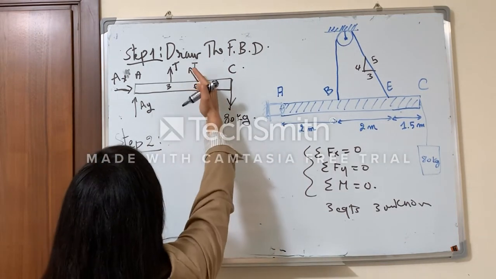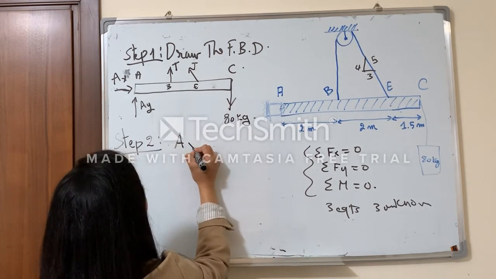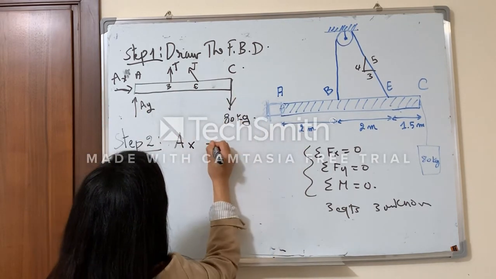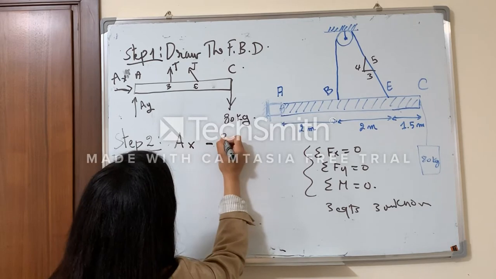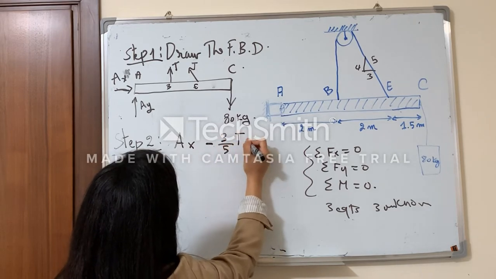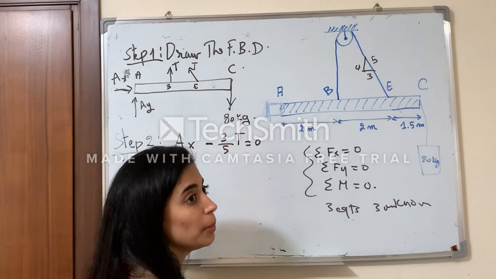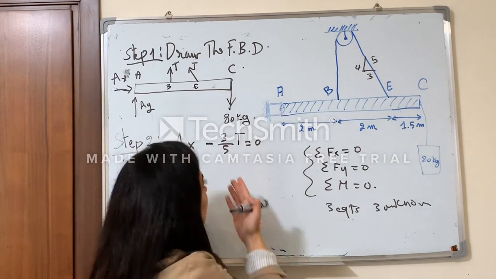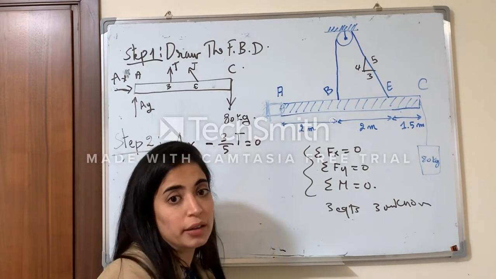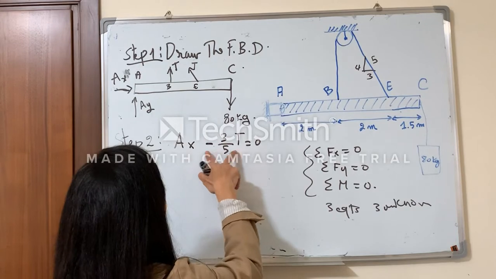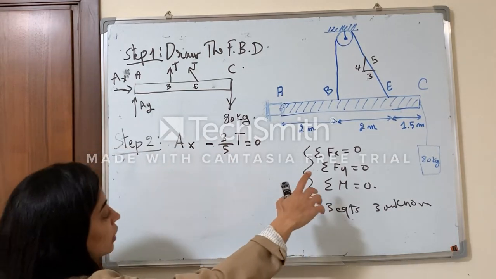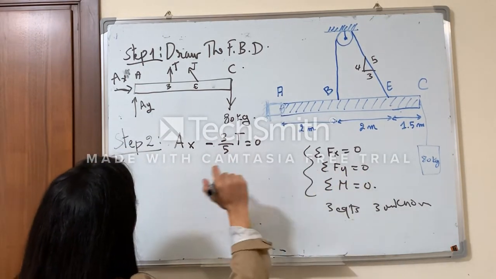Okay, so basically, guys, this will be in the negative direction, Ax will be in the positive direction, so Ax minus 3 over 5 T is equal to 0. And this will be my first equation. I cannot solve this equation right now because I have two unknowns. So let's continue by sum of Fy is equal to 0.